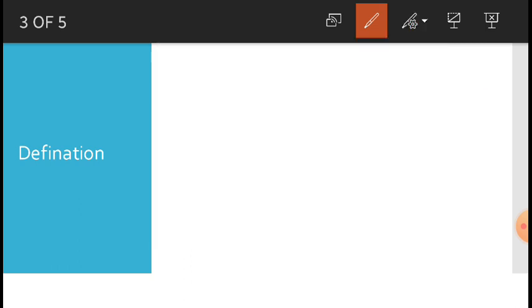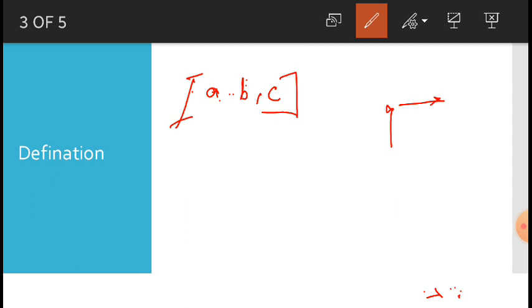If you are given a matrix like this, with A, B and C, what is the order of the matrix? First of all, we need to count the columns, and then we need to count the rows. The number of columns here is 3, and the number of rows here is 1. So the matrix is called a 3 by 1 order matrix.